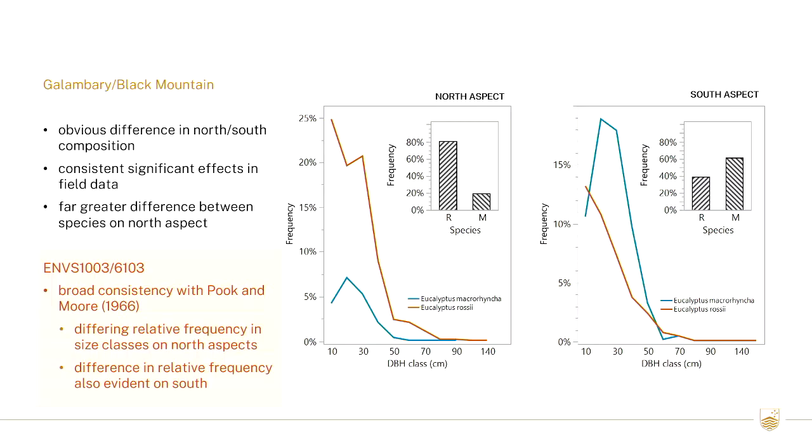So our relative frequency here, you can see, like Pook and Moore, we have about 80% to 20%. The numbers are so similar, it's almost frightening. On the other side, though, on the south aspects, you can see things are closer. So consistent with Pook and Moore, look at that difference in the distribution of stems within size classes.